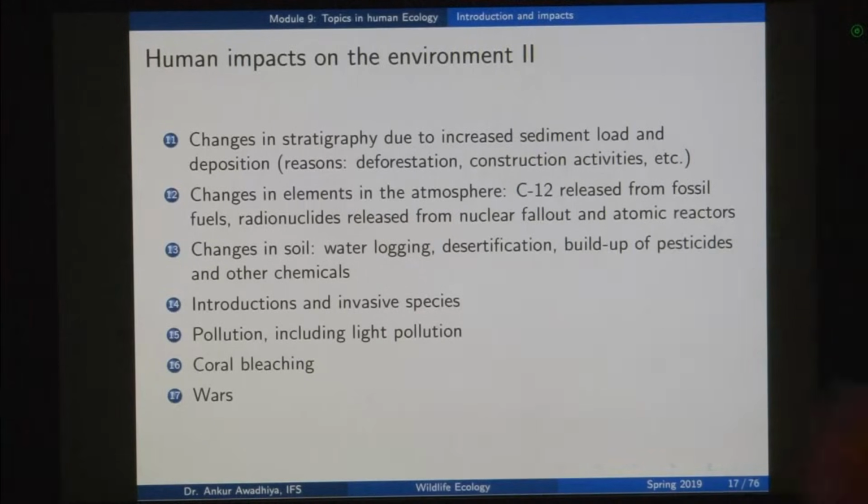Or things like coral bleaching, and wars that are now going on. So, all of these are different impacts of human beings on the environment, which is why it is becoming more and more important to understand the roles of human beings on the environment, because they can change the ecosystems in big ways, and also to see if we can reduce these impacts.